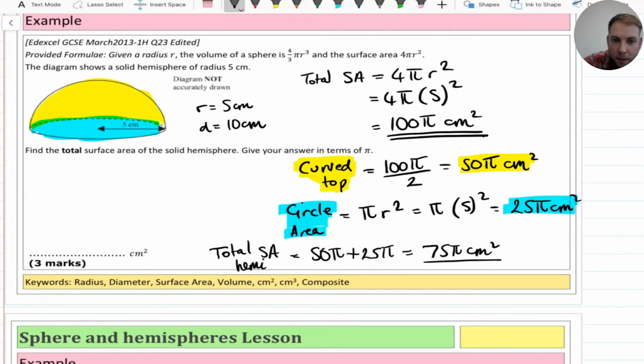Now it's tricky, that, because the majority of people will just find the surface area and divide by 2, and you won't get the full marks. You need to make sure that you are adding the area of the circle on the bottom as well. So get that down in your notes. Tricky, that one.